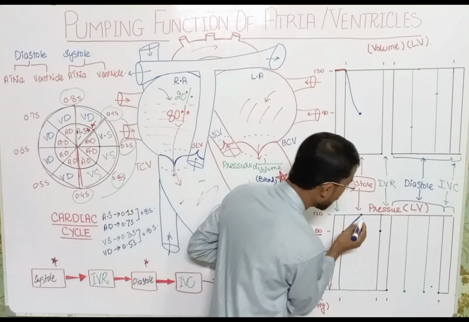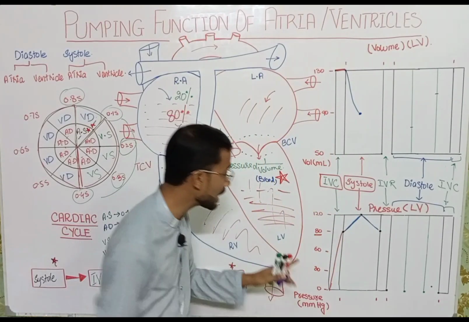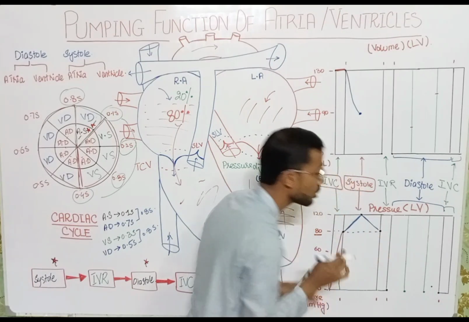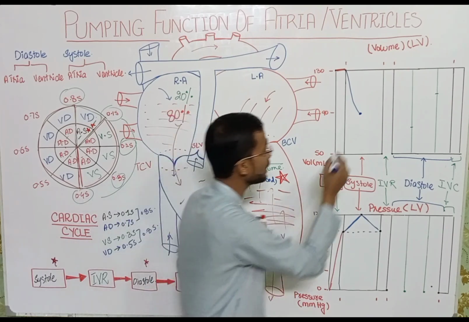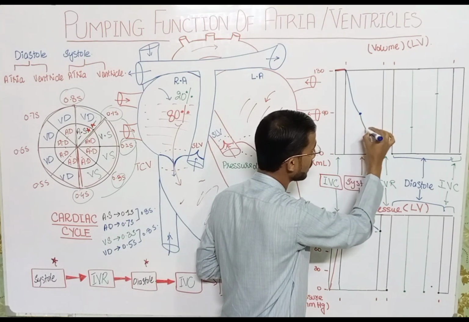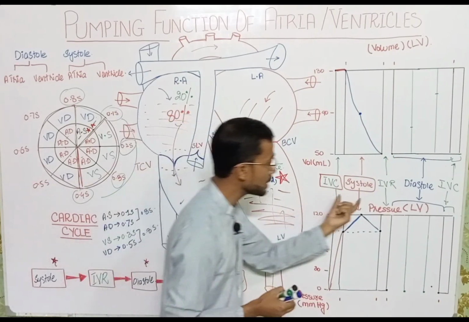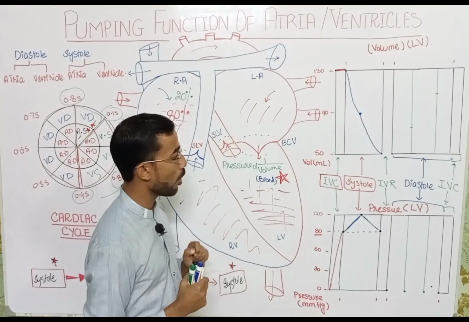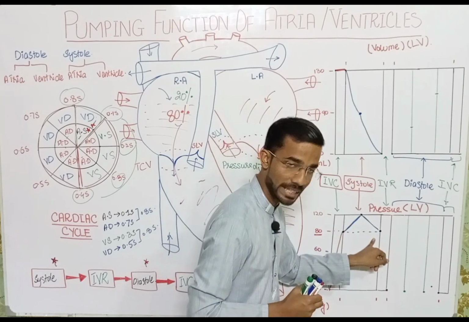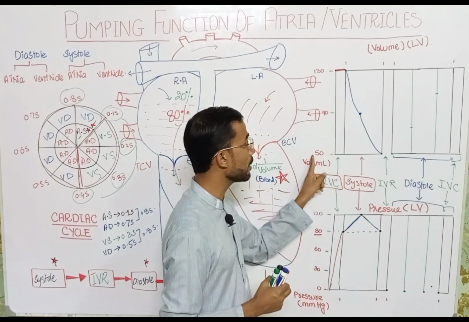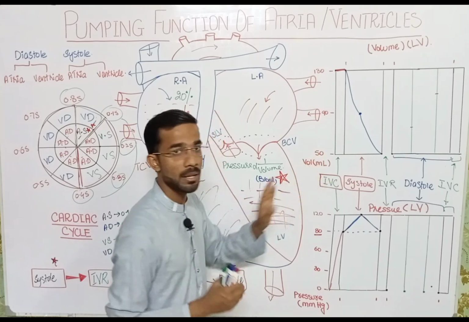Then the pressure decreases, but it does not decrease up to 0, it decreases up to 80 millimeters of mercury. It means that 80 millimeters is still present, and there is a further decrease in the volume of the blood. So this is what happens in the systole. Now in the systole, the pressure of the ventricle is 80 millimeters of mercury and the volume of blood present in the left ventricle is 50 milliliters.